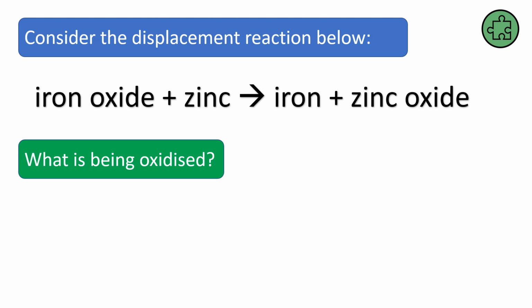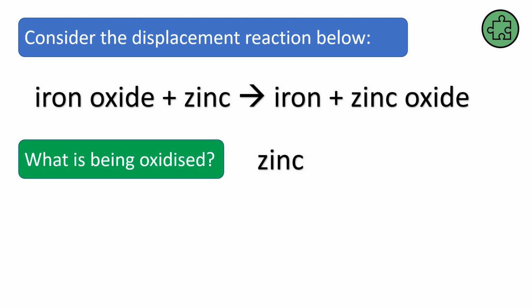What is being oxidized here? Well, oxidation means gaining oxygen. What didn't have oxygen at the beginning of the reaction and by the end of the reaction does? The answer is zinc, not zinc oxide, because zinc oxide is not being oxidized. It's already got oxygen. It's the zinc itself that is gaining the oxygen to become zinc oxide.